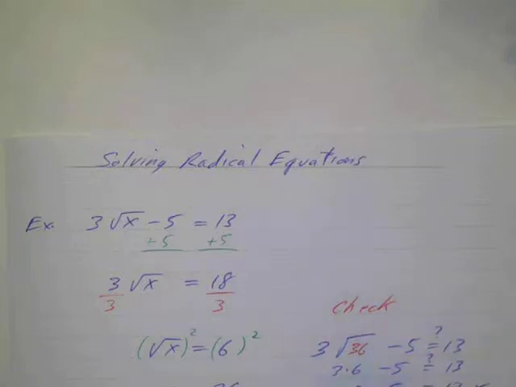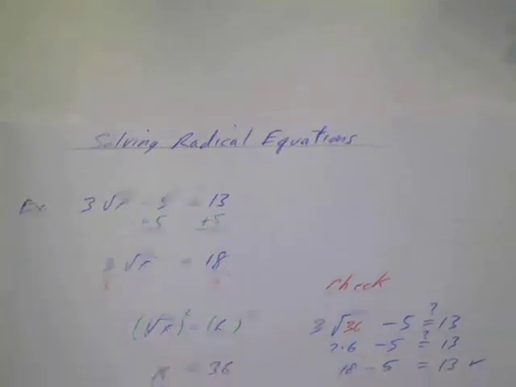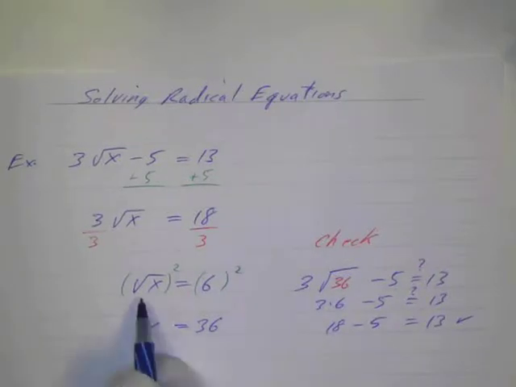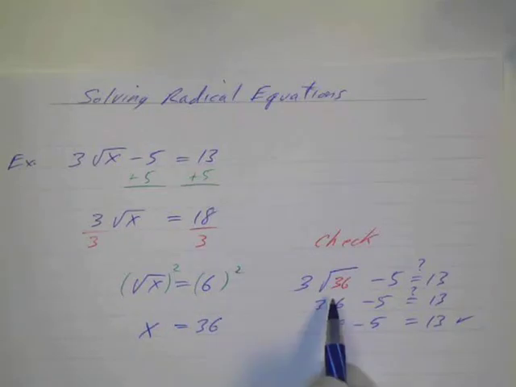So we don't know for sure until we check it. Make sure you check these. Excuse me if I ran over there. So again, the square root of x squared is x, 6 squared is 36, so we check this. Every time we see an x, we put a 36, and it checks.